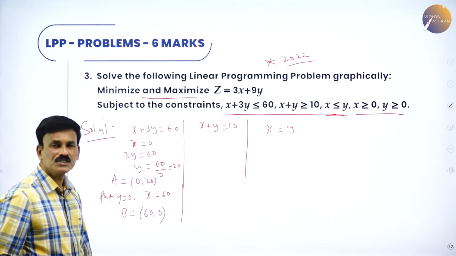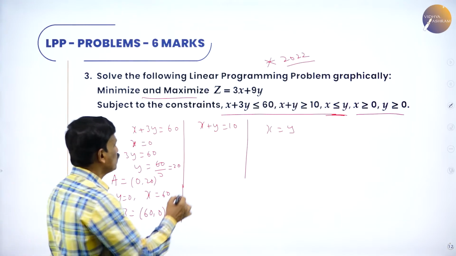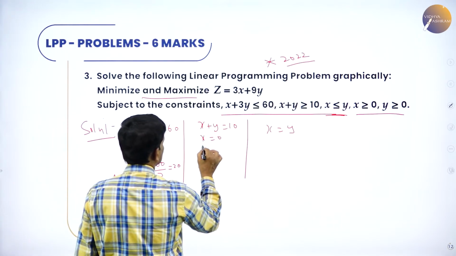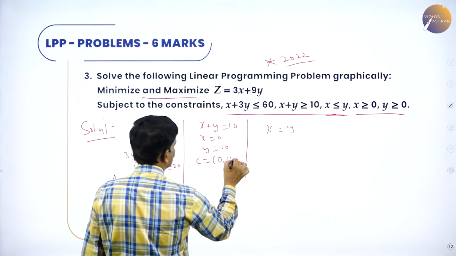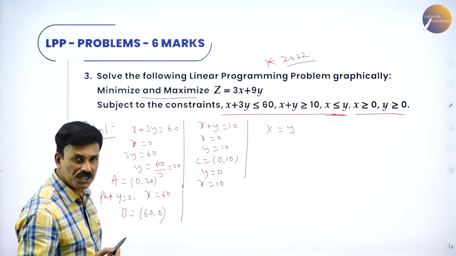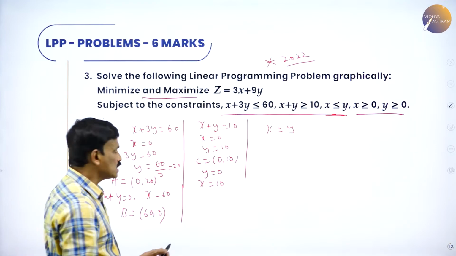First curve done with its two points. Second curve: put x is equal to 0. You will get y is equal to 10. Therefore, C is equal to (0, 10). Similarly, put y is equal to 0. You will get x is equal to 10.